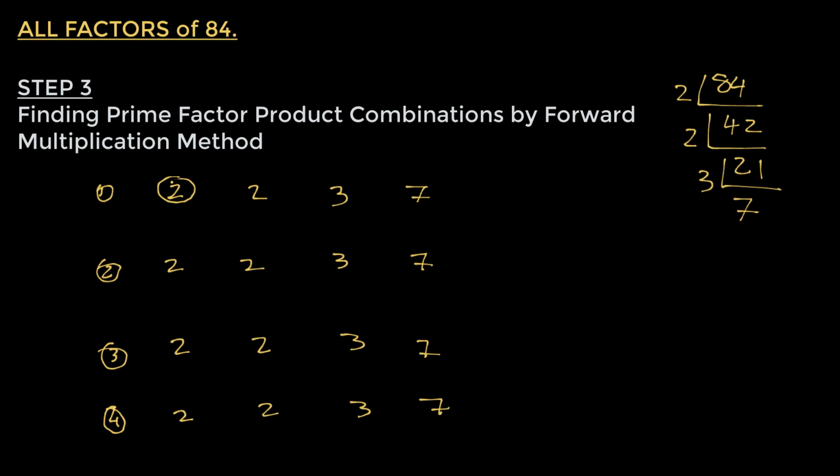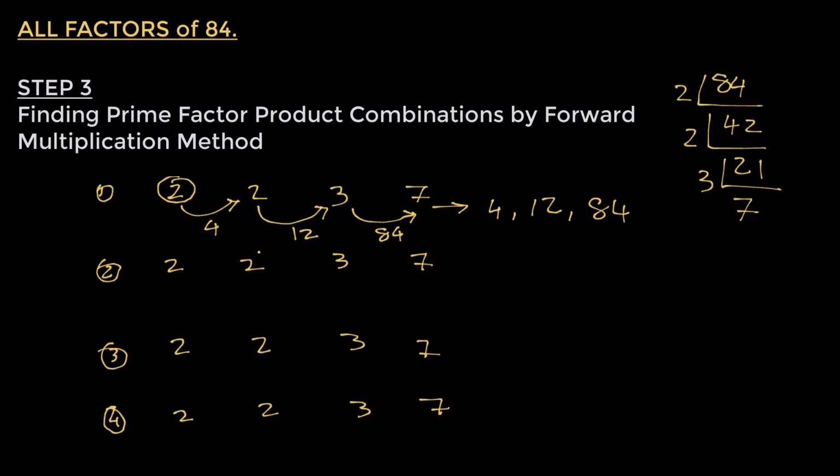And you have to just pick the number of first row, first column, and multiply it by the second number, which is 2 times 2, 4, and 4 times 3, 12, and 12 times 7, which is 84. That's it. So we have 4, 12, and 84.